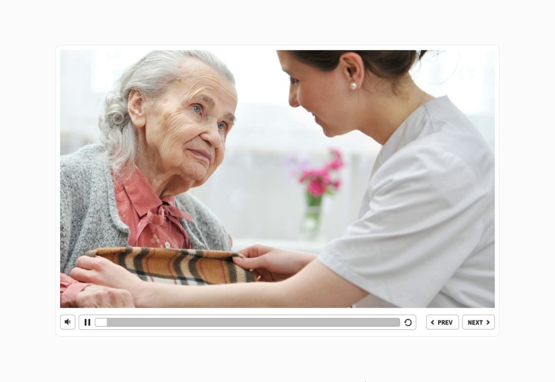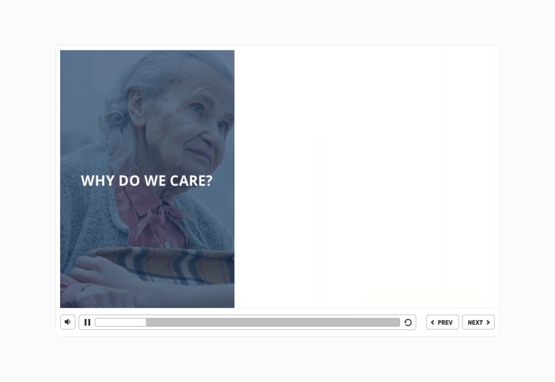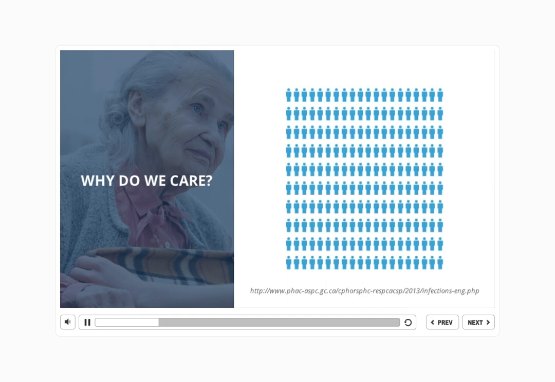Infection prevention and control policies and procedures likely take up a huge binder. Taking a closer look at why we care about infection prevention and control will make this big binder seem more meaningful. Look at these stats from Public Health Canada. More than 200,000 patients get infections every year while receiving health care in Canada. More than 8,000 of these patients die as a result. They did not come with an infection, but got one with our care.